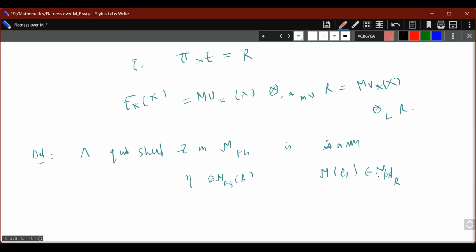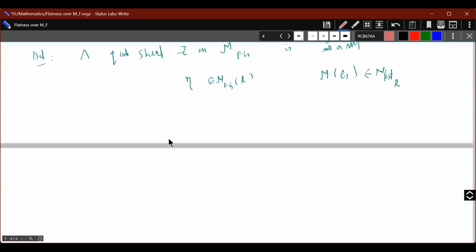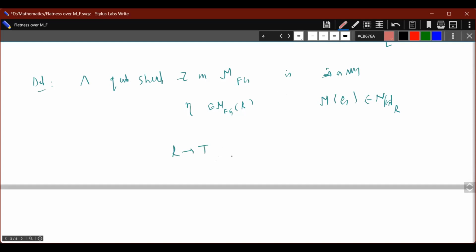Right. So it says that you have a functoriality condition and associativity. Let me think. Suppose you have a homomorphism that takes phi to M of phi.